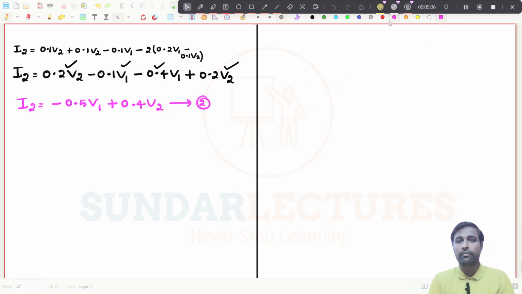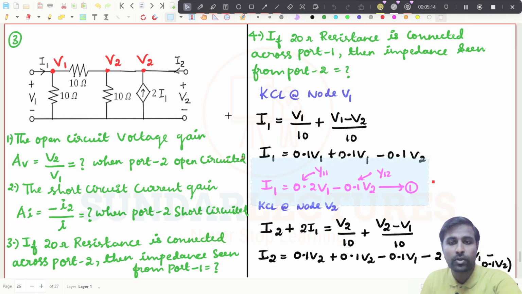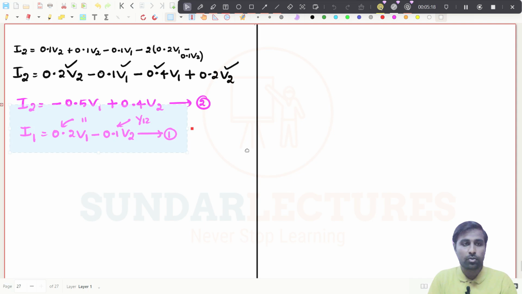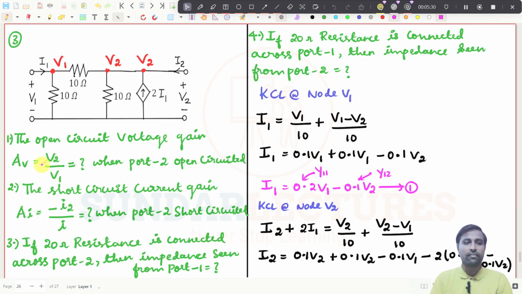And now what I will do, I will bring the first expression here so that it will be easy. This is the first one, so I copy it down and paste it here. So this is the first expression, right? We don't need these other things, right? Now you see the first question. Let us see the first question.